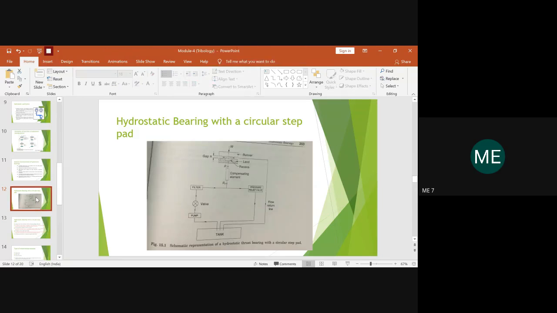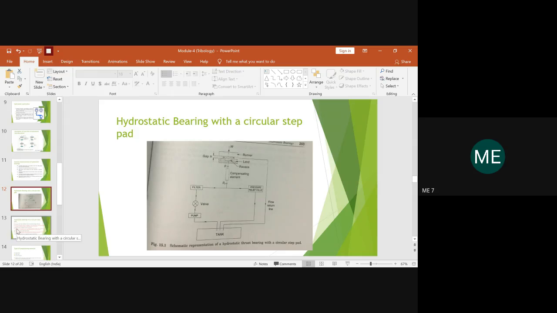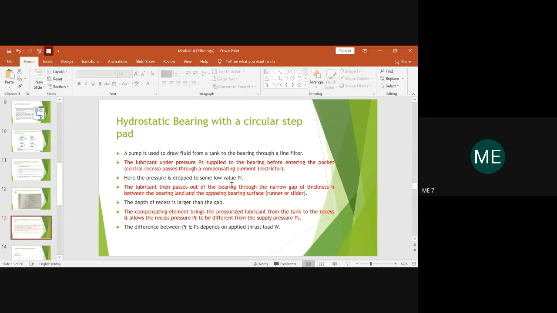Suppose they ask you to explain a hydrostatic step bearing with a schematic diagram. You should be able to tell what you mean by a hydrostatic bearing and what its key characteristics are. Then you draw the diagram and explain its important features. I explained the working principle orally, right? Even looking at the diagram, you can explain it orally, telling the terminologies, how they relate, when the pressure drops, when it is higher, which gap is higher than which one. All those things you should tell. Also, the difference between PR and PS mainly depends upon the applied thrust load. All these have to be included if they ask you to explain.